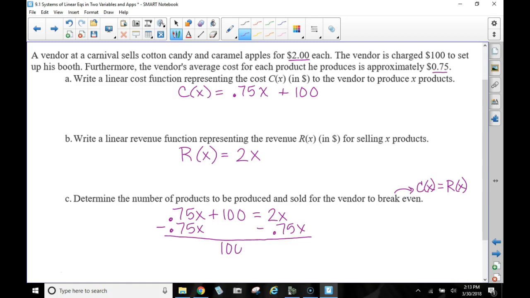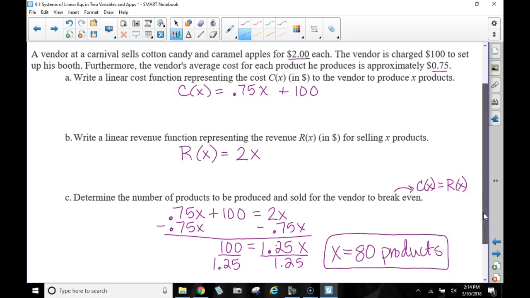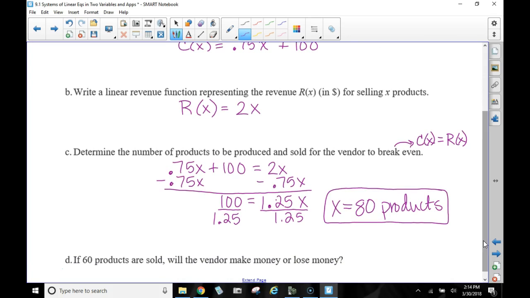And we will have 100 equals 2 times $2 times 75 cents is $1.25. So 1.25x. Now divide both sides by $1.25. 100 divided by $1.25 is 80. So if he can sell more than 80 products, he's going to start making money. 80 products is the break-even point, okay?